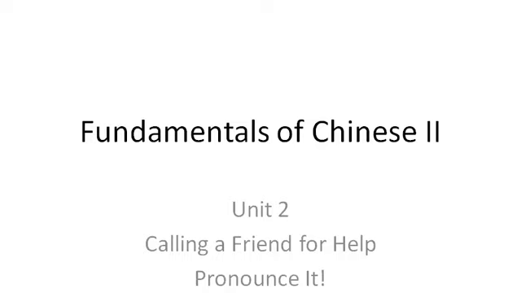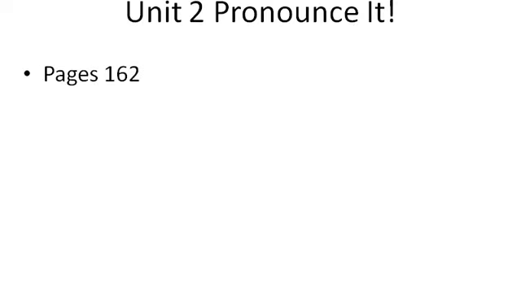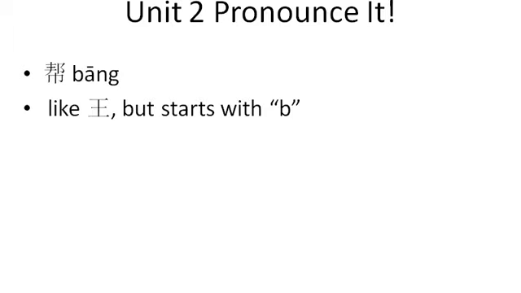Fundamentals of Chinese 2, Unit 2, Calling a Friend for Help, Pronounce it. Turn to page 162 in your textbook. Have a pen or pencil ready so you can take notes. Okay, we have a few new pinyin items for this unit.